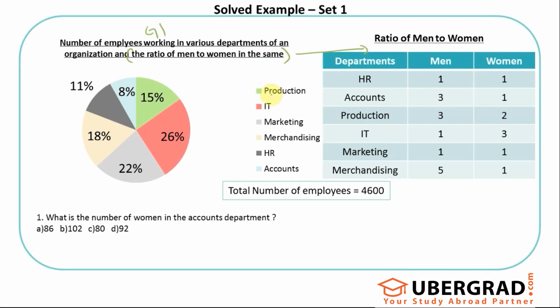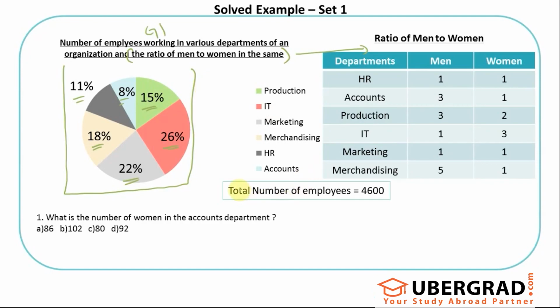In a company, production sees 15%, 26% in IT, marketing 22%, merchandising 18%, 11% in HR and accounts 8%. Again, as I said, if I ask you from this piece of information alone, how many employees are working in production? No idea. I only know that out of all, 15% of them are in production. But I don't know the individual values.